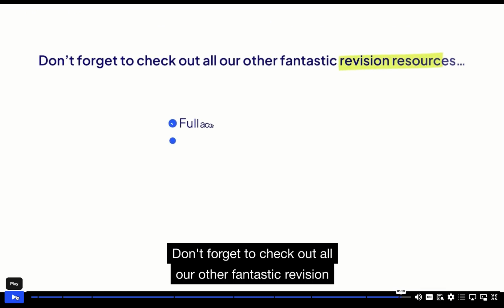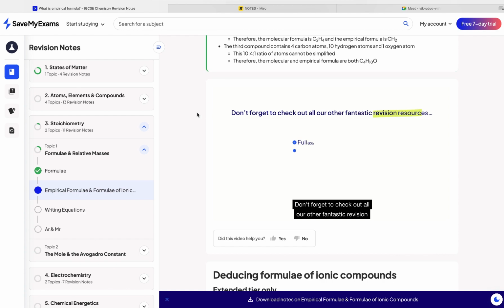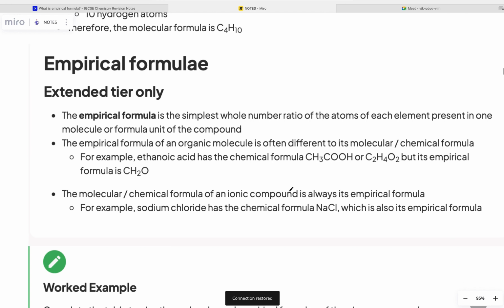Okay, so we've just seen how to create a chemical formula for a compound, right? So if we have a compound, how we can easily write the chemical formula. Is that okay? Now, let's take a look at this empirical formula.